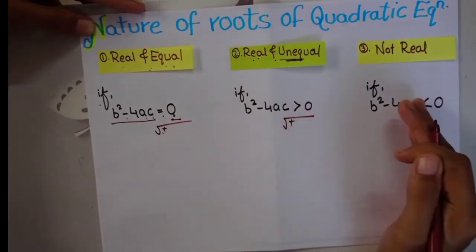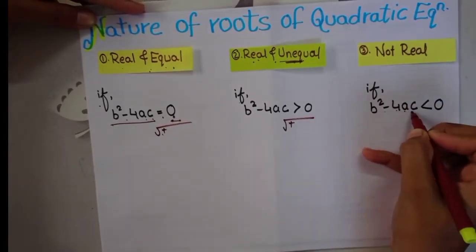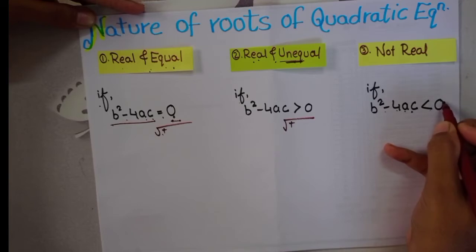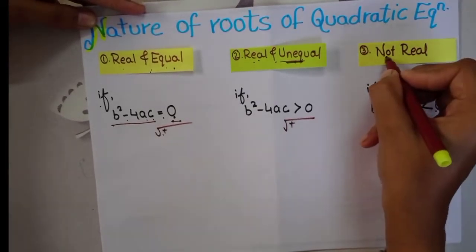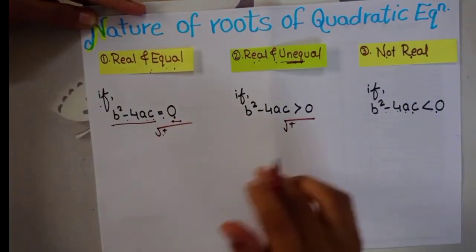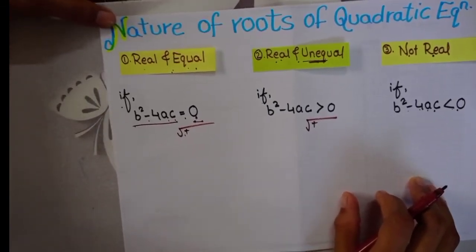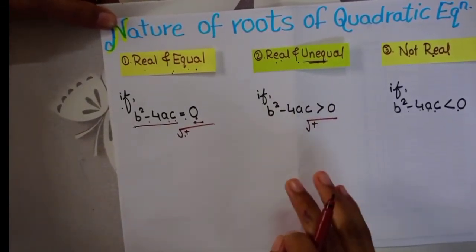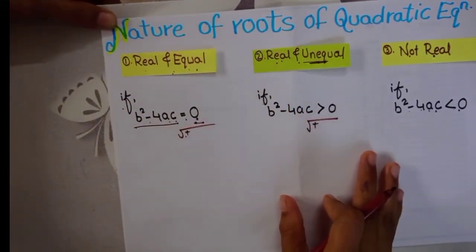Now the third nature of the roots: if b square minus 4ac is less than 0, then we can tell that the roots are not real. I will give an example of each one of them so that your doubts will be cleared and you will get total clarity on the nature of the roots of the quadratic equation.